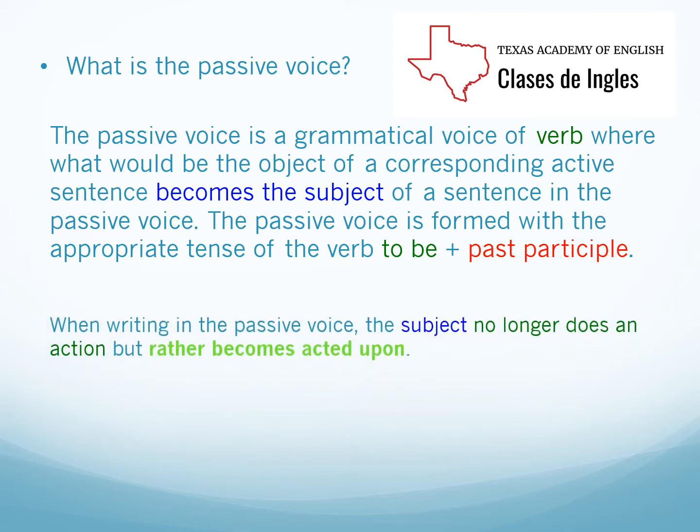When we write in the passive voice, the subject no longer does an action, but rather becomes acted upon. For instance, in the active voice, we can say John threw the ball. In the passive voice, we would say the ball was thrown by John.